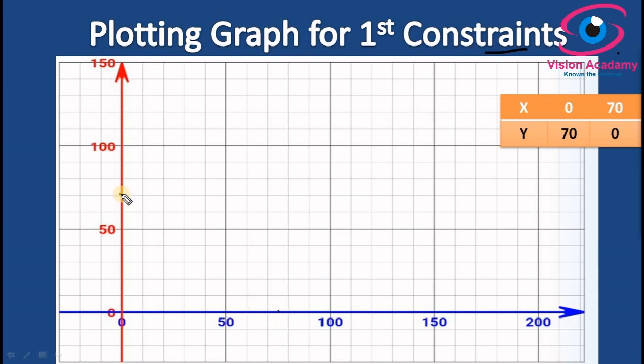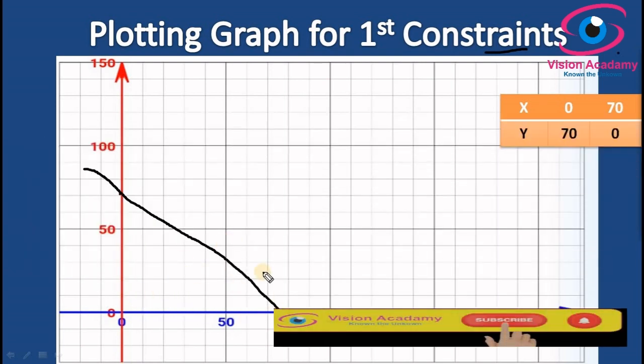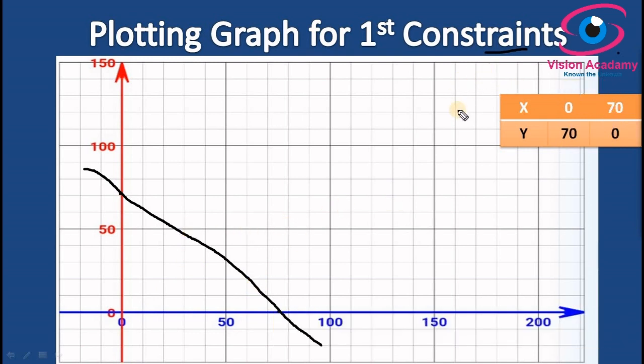Now I want to join these two points. So I have joined x equals 70 and y equals 70. This is the first constraint. This constraint equation in inequality form is less than or equal to. Okay, now let us draw the second constraint, the second graph.